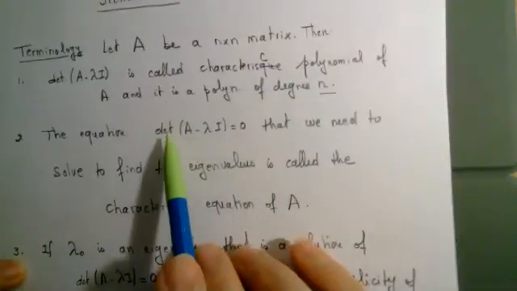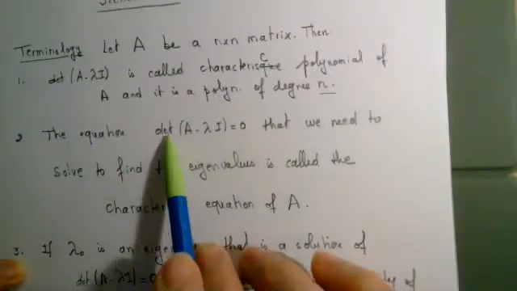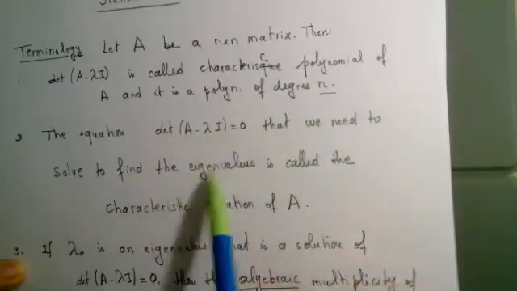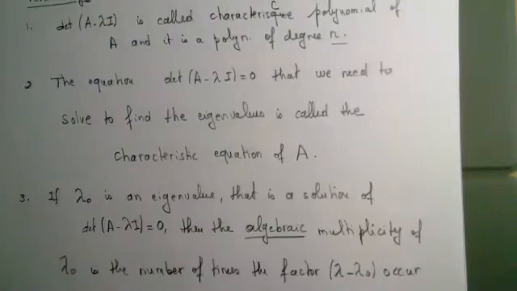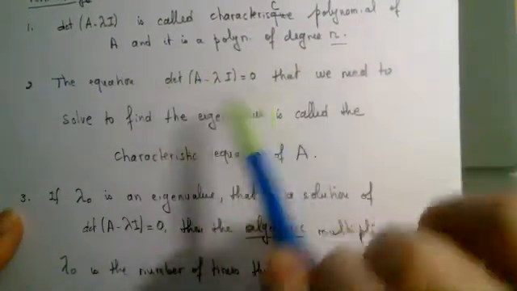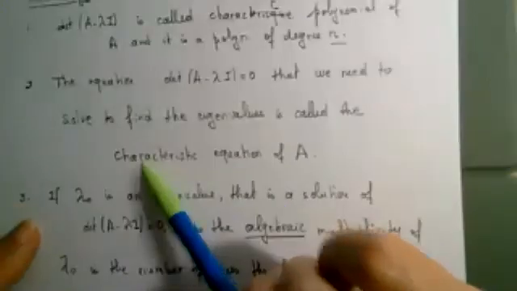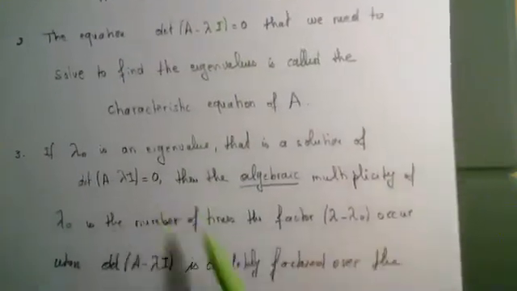When we solve the equation, determinant of A minus lambda I equal to 0, so this equation that we need to solve to find the eigenvalue, people call it the characteristic equation of A. So those have names that we should be familiar with. So this equation that we solve to find the eigenvalue, we call it the characteristic equation of A.